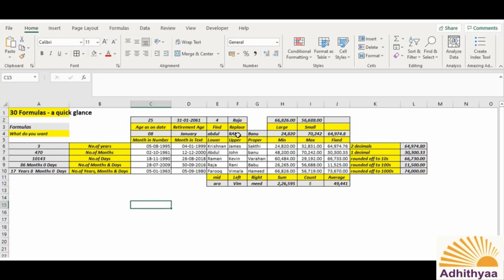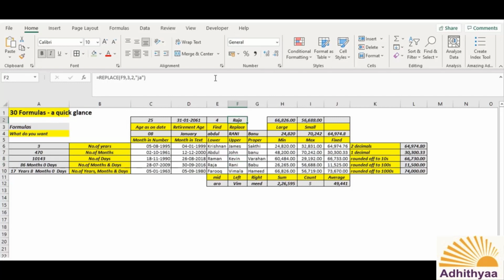Okay, let me go to the text. I have replaced Rani with Raja. Look at this. Rani is here. In which cell is it? F9. It is F9. So Rani is here. I want to replace Rani with Raja, not in terms of physical, but in terms of the spelling. What is the formula which I have used? It is equals to REPLACE, F9. Rani is F9, which we have seen a while ago.